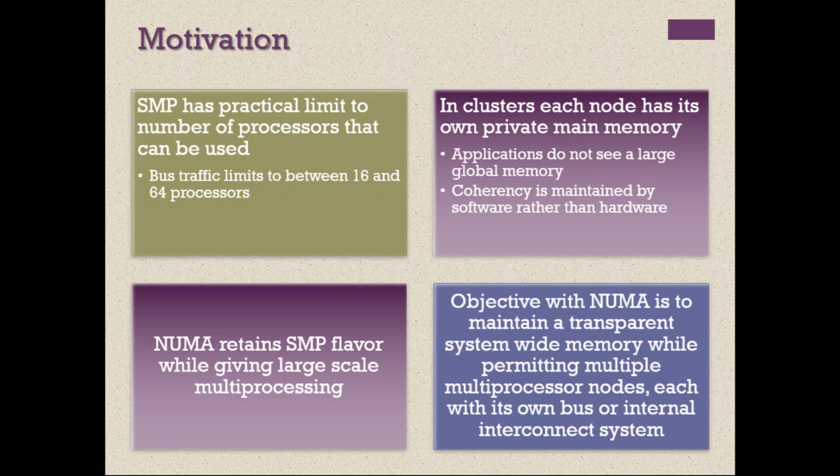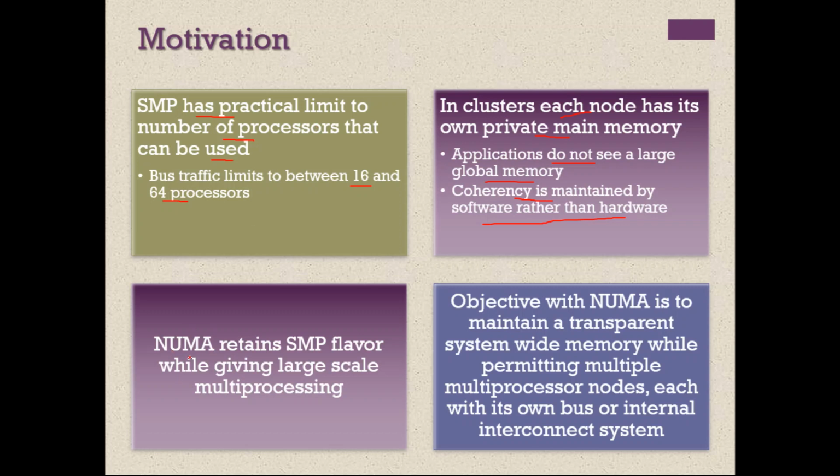Whatever we have discussed was mentioned here. SMP has a practical limit on the number of processors that can be used, limited to 16 and 64 processors. In clusters, each node has its own private memory. Applications do not see the large global memory. There is nothing like global memory. Cache coherence is maintained at software level rather than at the hardware level. These are the drawbacks with cluster and SMP.